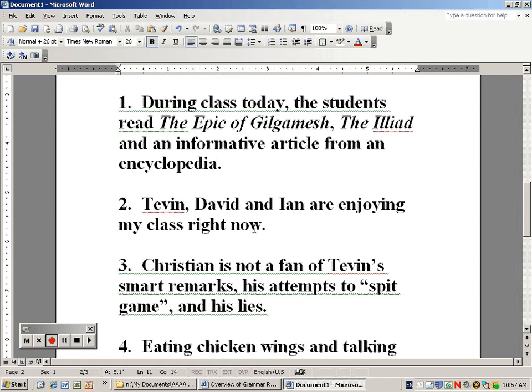Moving on to number 2. Tevin, David, and Ian are enjoying my class right now. Can you identify what is wrong or missing in this sentence?